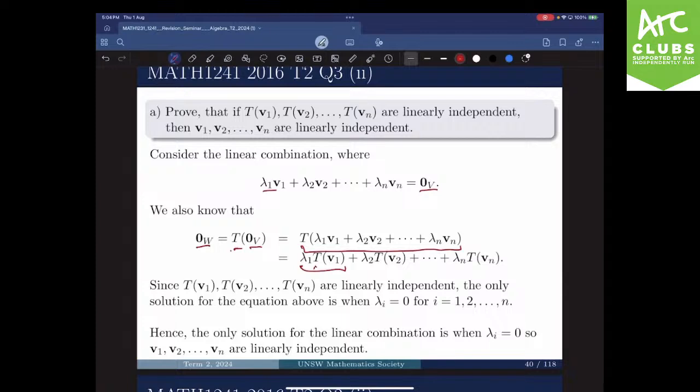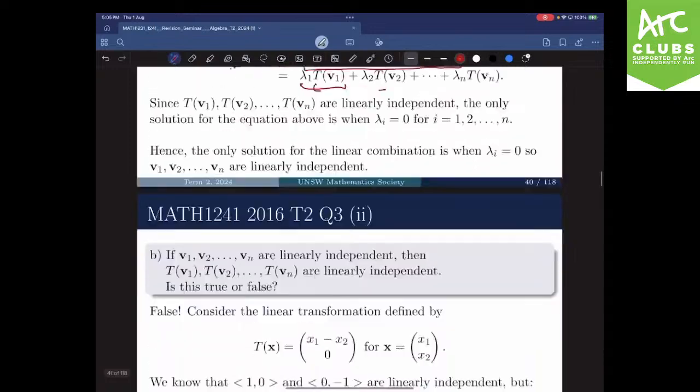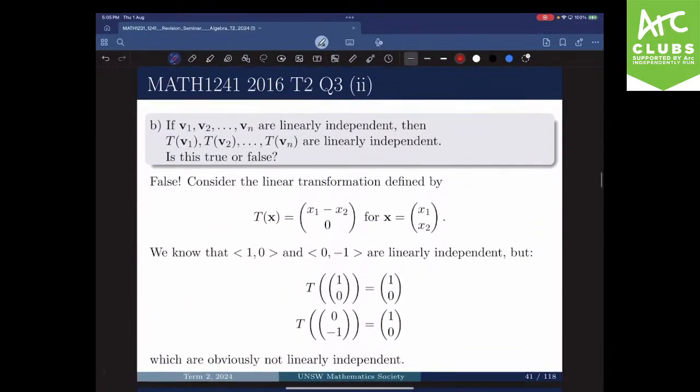But since T(v1), T(v2), ..., T(vn) are all linearly independent, the only solution to this is when lambda 1, lambda 2, ..., lambda n are all 0. So the only solution for this to equal 0 is when the lambdas are all 0. Thus our original vectors v1, v2, ..., vn are also linearly independent. So we understand? Okay.